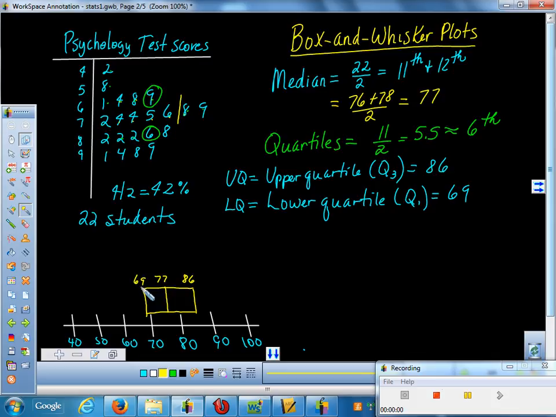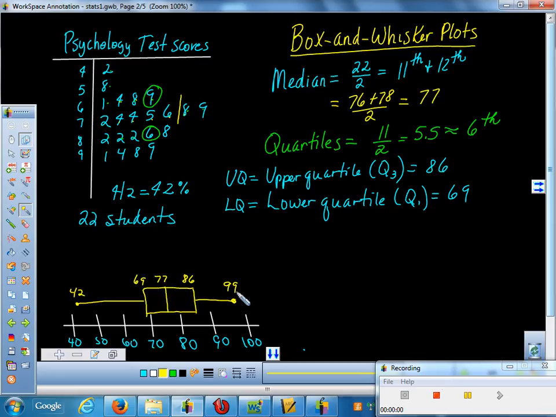Okay, the question is, where do I draw the whiskers to? You normally draw the whiskers to the highest and lowest numbers in the data. So in a normal situation, I would draw the whisker out to 42 since it's the lowest number, and I would draw the other whisker to 99 since it's the highest number. However, hopefully you're out there going, but wait, there might be outliers. And so how do I know if there are outliers?